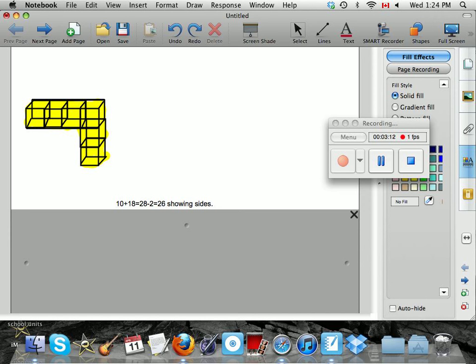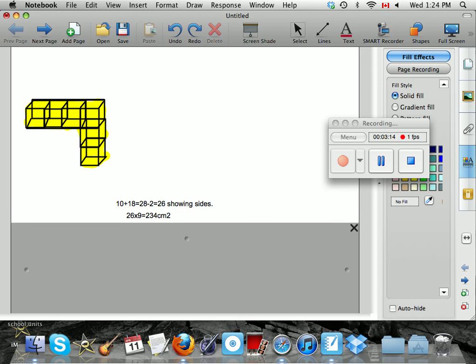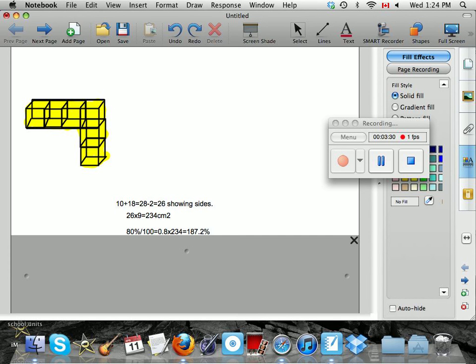Okay, so that explains this. Minus 2 equals 26 showing sides. Now why do 26 times 9? Because, said in the question, each side has an area of 9 centimeters squared, which equals 234 centimeters squared. And why do 80% divided by 100? Because, said in the question again, paint 80% of the total surface area.